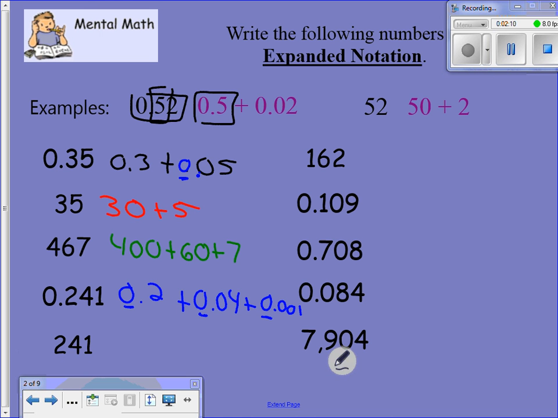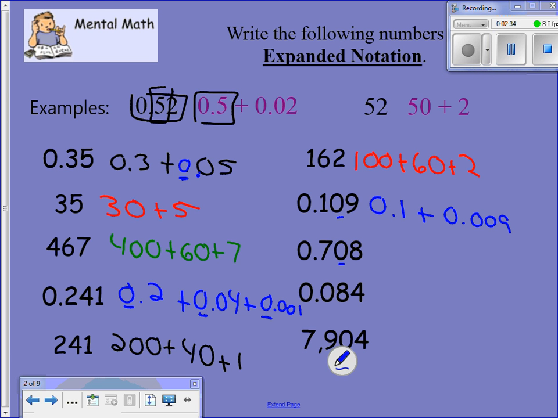241. So I have 200 plus 40 plus 1. One up top, we have 100 plus 60 plus 2. This next one's kind of interesting because we have some zeros in the place here. Watch what I do with the zeros. We have 0.1 plus 0.009. As you can see, I didn't do plus 0.00, okay? If there's a 0 there, you just get to skip that place value because there's no number in that place value. Keep going here. We'll go 0.7.